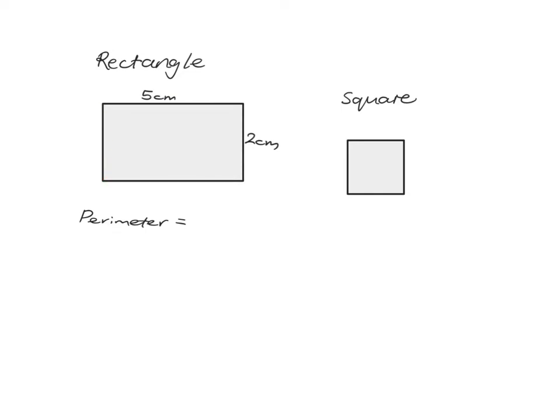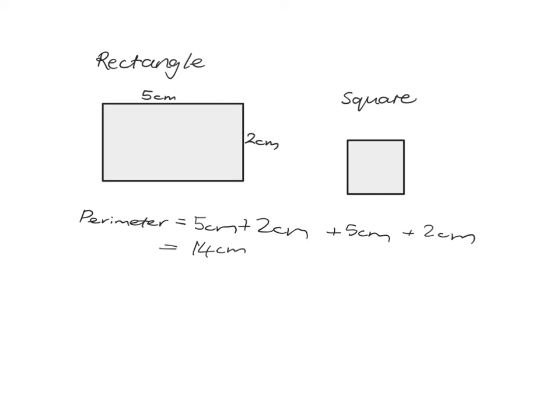And so for the perimeter, I first go 5 centimeters, and then I come down here 2 centimeters, and then I go along here, and we know that this side will also be 5 centimeters. And then we go up our last bit here, and that'll be 2 centimeters. And so we get our total, 5 and 5 is 10, and 2 and 2 is 4. So our total is 14 centimeters for the perimeter of that rectangle.